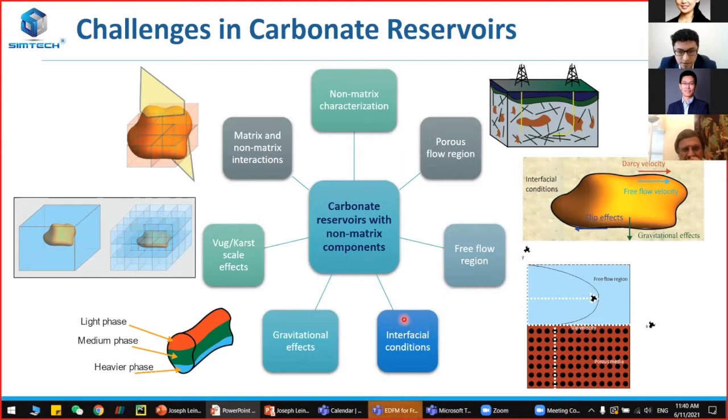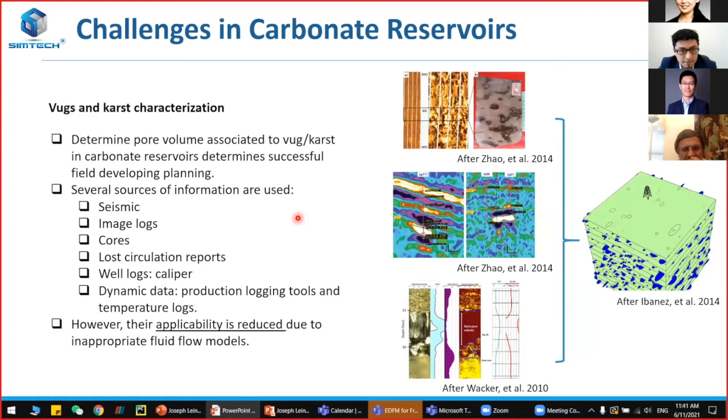We also have some interfacial conditions happening at the intersection between both regions that need to be accounted for mathematically. We also have some gravitational effects that may happen and are subject to the Vugs and Karst scale effects. Some of them may be, as Dr. Charles showed, ranging from centimeters to dozens of meters. Another challenge is the actual representation of the matrix and Karst interactions. Here is just a brief demonstration of how difficult this could be.